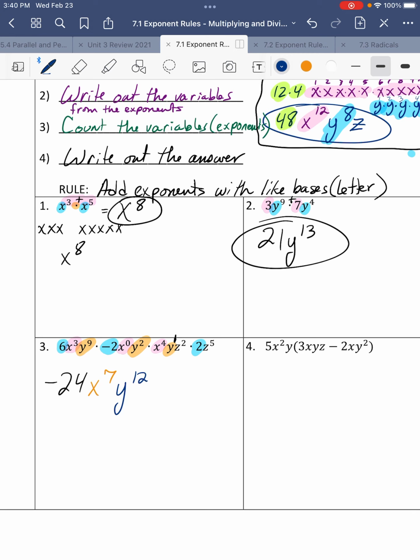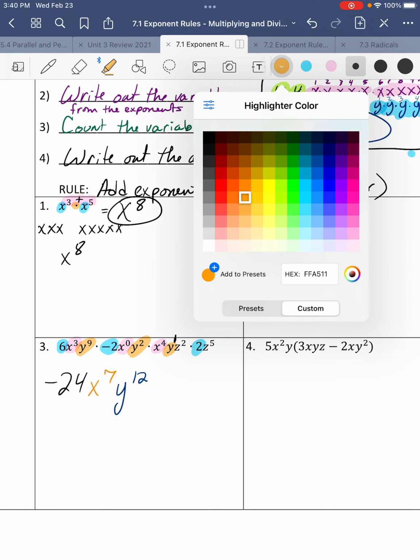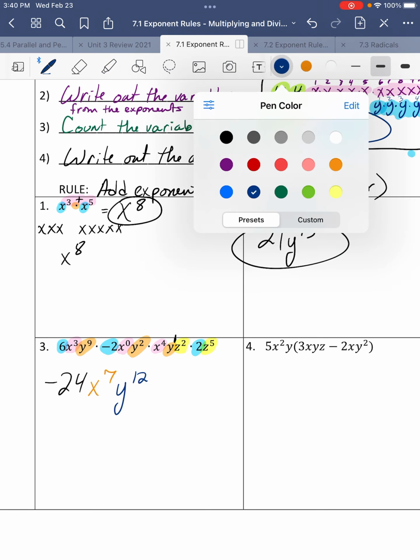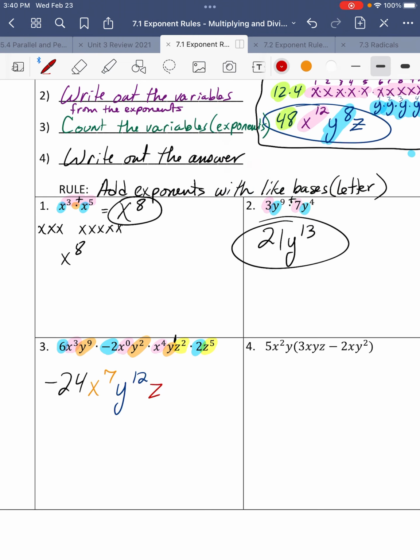And then looks like we have z's left. So we have a z squared, z to the 5th. Like bases. So we have z to the 2 plus 5 is 7. And there you go, that's the simplified.